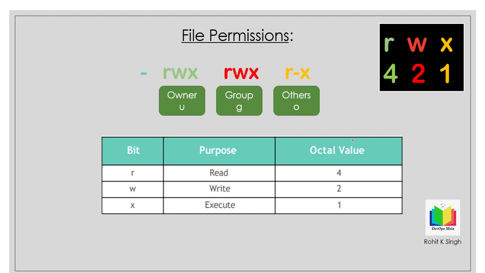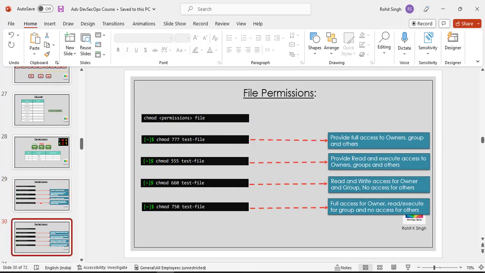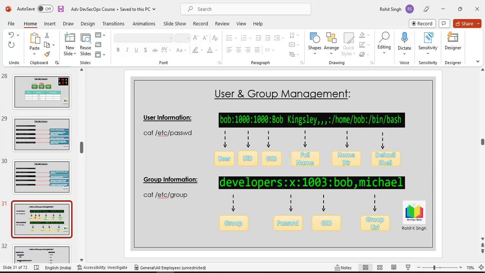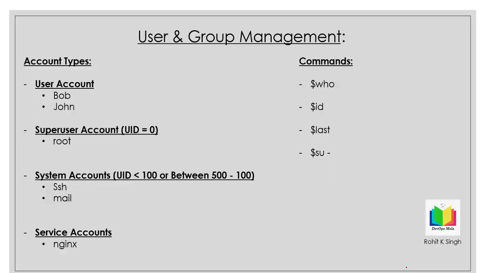Okay, before I go to file permissions, there's an important topic: user and group management. There are three types of users. In fact you can call it four types, but I will call it three types of users which you will come across in Linux.